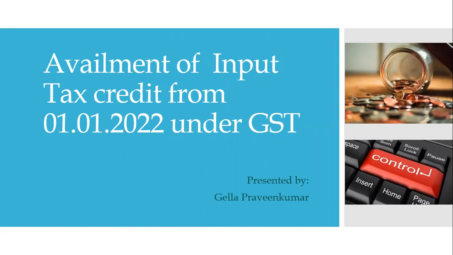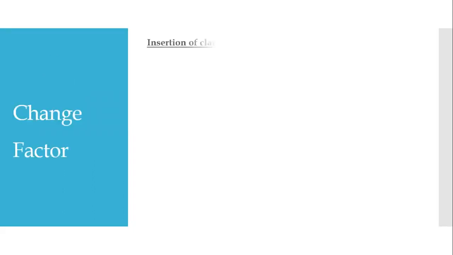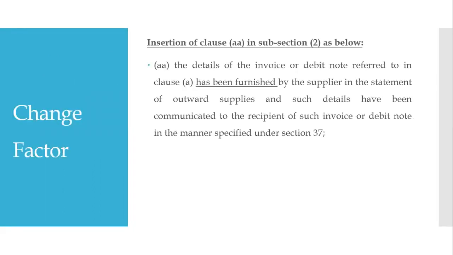Today, we will learn the proposed amendment which has been made effective from 1st Jan 2022 in relation to input tax credit under GST law. With effect from 1st Jan 2022, a clause AA has been inserted under subsection 2, which reads as below. The details of invoice or debit note referred to in clause A have been furnished by the supplier in the statement of outward supplies, and such details have been communicated to the recipient of such invoice or debit note in the manner specified under section 37.